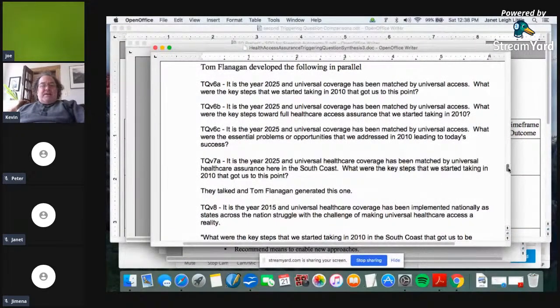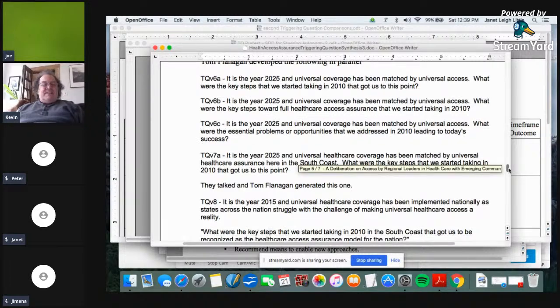Anyway, so another round developed, another facilitator began generating these. This is a more futuristic one. It is the year 2025, and universal coverage has been matched by universal access. What were the key steps that we started taking in 2010 that got us to this point? So this is a 15-year plan, right?